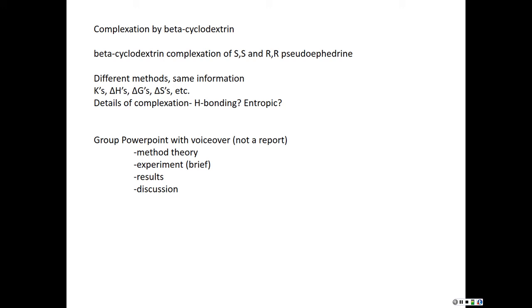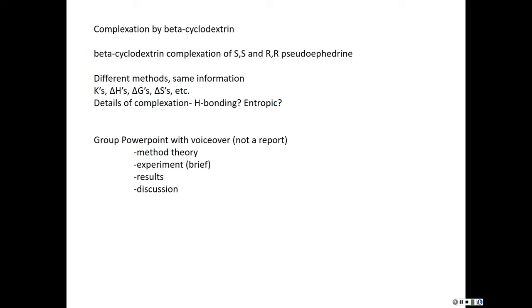This one is a little bit different in that we're not doing a formal lab report for this. We're doing a group PowerPoint with voiceover. That should cover some of the theory behind isothermal titration, how you set up the experiment, and then results and discussion. What did you find in terms of the thermodynamic quantities, and what does it mean for the complexation? What's the driver of the complexation? Are there differences between the SS and RR?